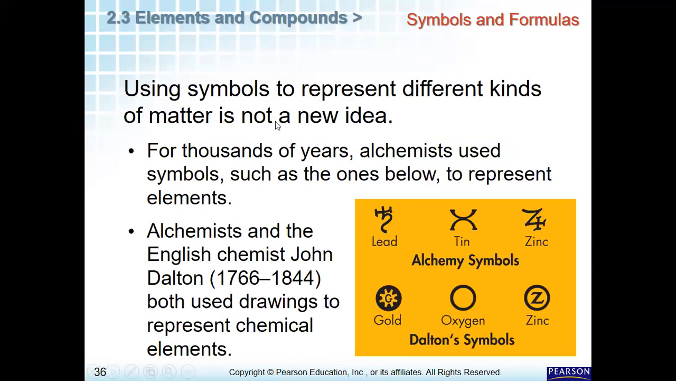We will see, guys, that this started between 1766 and 1844, with the English scientist Dalton, who made some symbols for different elements like lead, zinc, and gold. We will see oxygen as a whole circle, and zinc. All of that was Dalton's symbols.